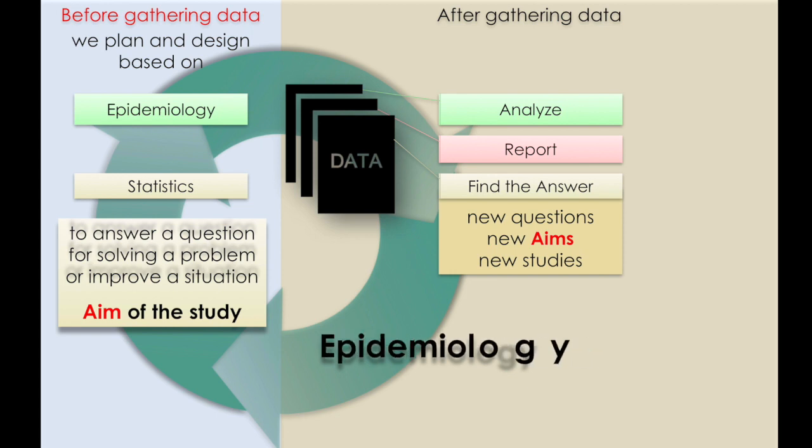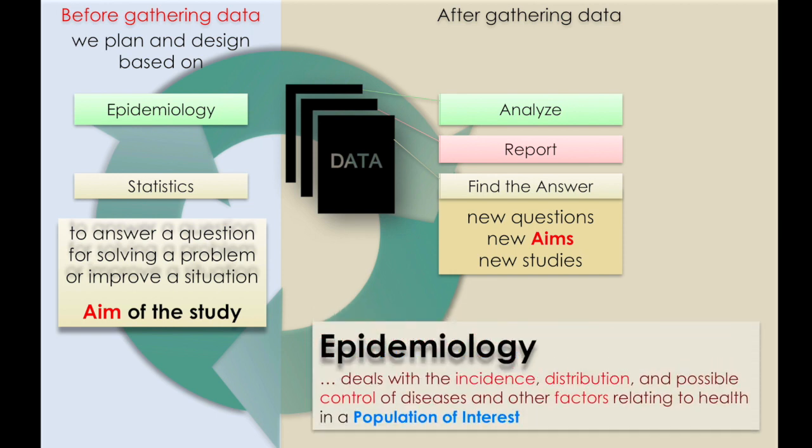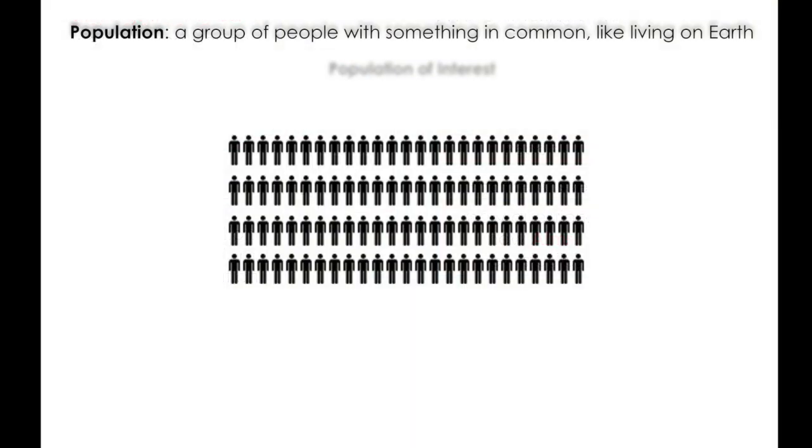In this regard, we can define epidemiology as a science which deals with the analyzed data in different concepts such as incidence, distribution, and possible control of disease, and other factors relating to the health in the population of interest. A population can be defined as a group of people with something in common, for example, living on Earth, which includes the whole population of the Earth.